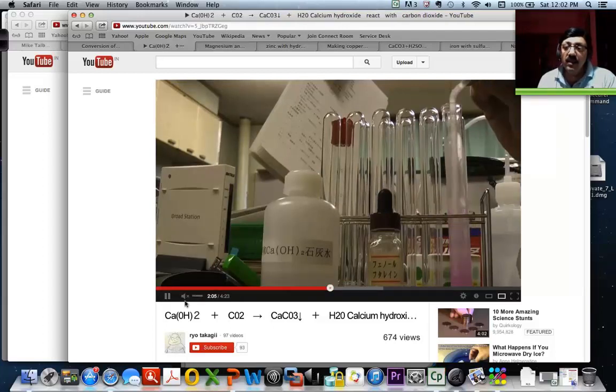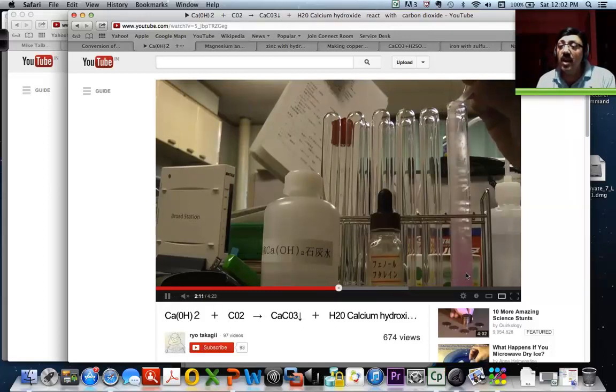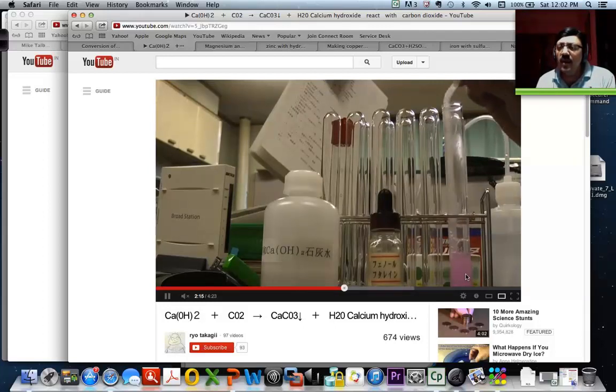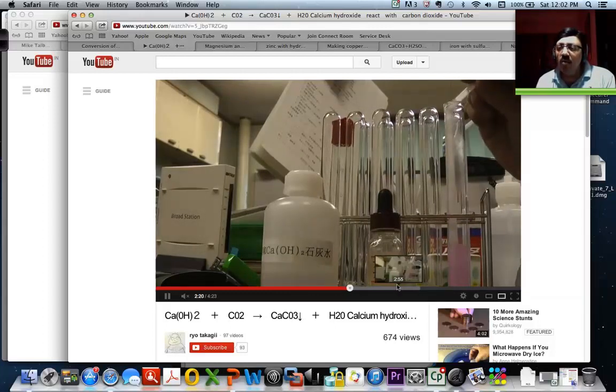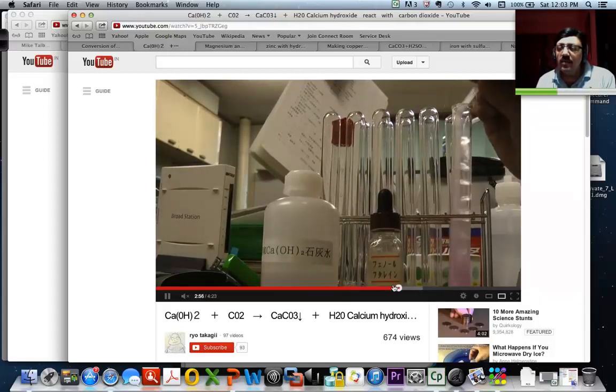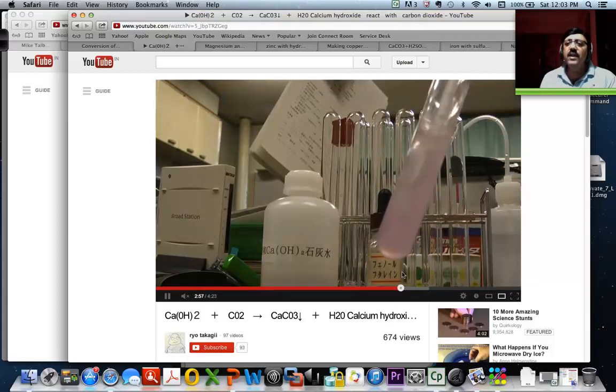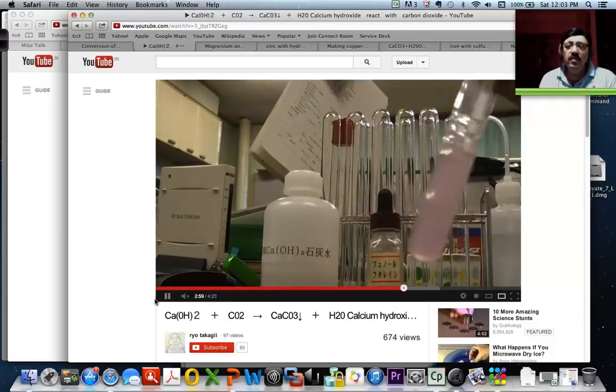Now let us see here. Now you can see that almost it's completely vanished. Why? Because most of the calcium hydroxide has been converted to calcium carbonate. Right? It's slightly still pinkish, but if he keeps on blowing for some more time, you can see that it has come down quite a lot. Now you can see that it is almost gone, completely gone. The pink color is gone.